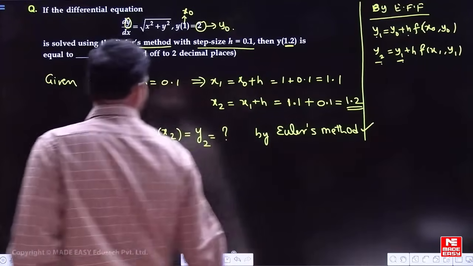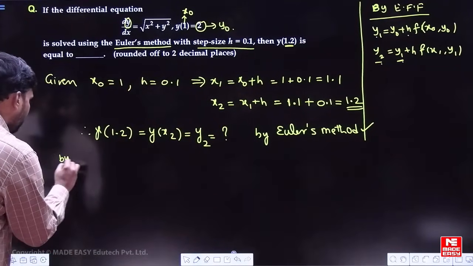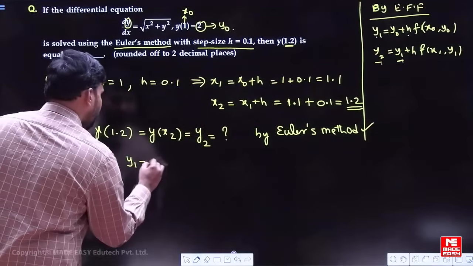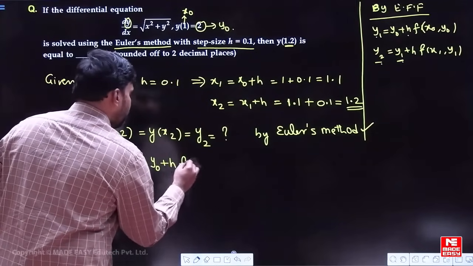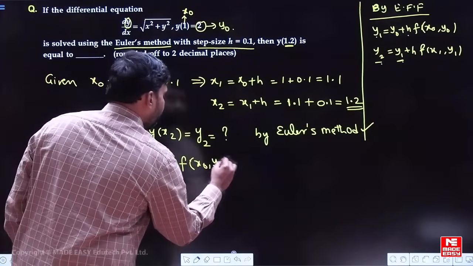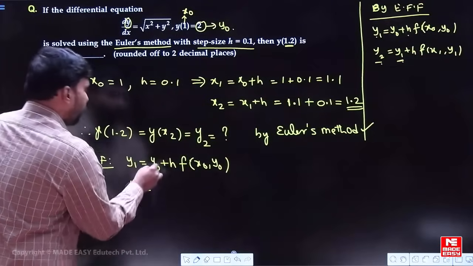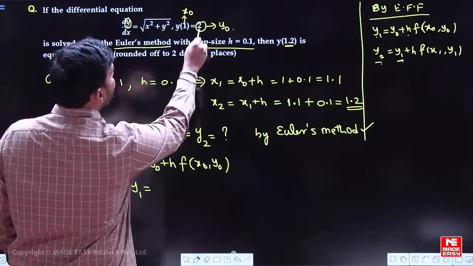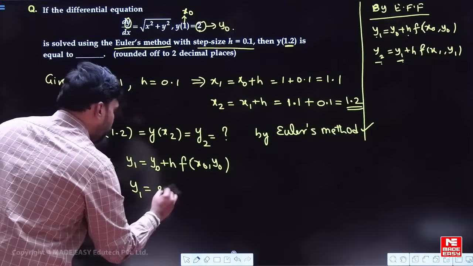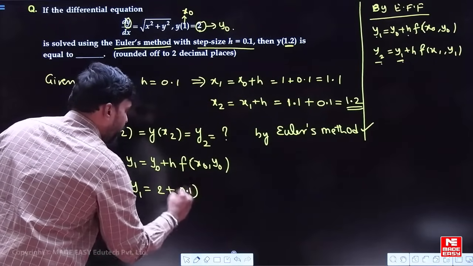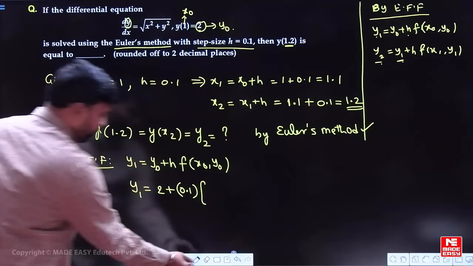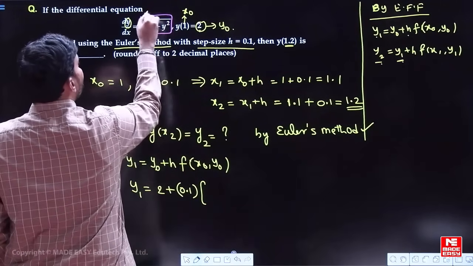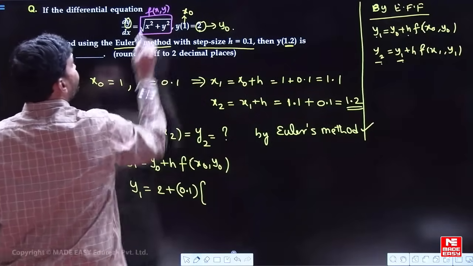So let's first find y1. By the Euler forward formula, y1 is given by y0 plus h into f of x0 comma y0. What is y0? y0 is given as 2. So 2 plus h, which is 0.1, into f of x comma y. So what is given as our f of x comma y? This is our f of x comma y.